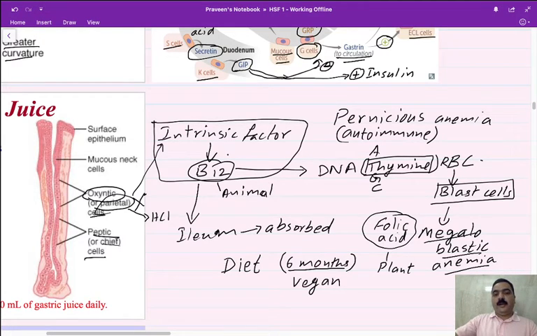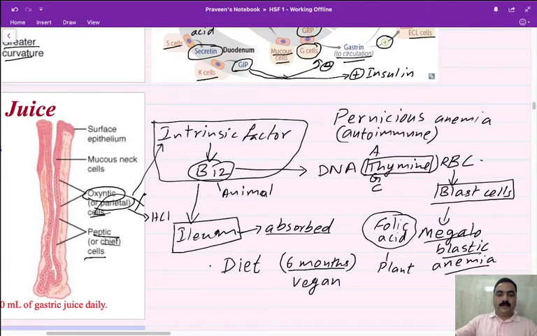Now in addition to that, if there is damage to the ileum, due to some pathological condition like inflammation or sprue of the ileum, or a surgical removal of the ileum, for example if there was a cancer and the ileum is surgically removed, what will happen? You cannot absorb vitamin B12, so that also leads to megaloblastic anemia.